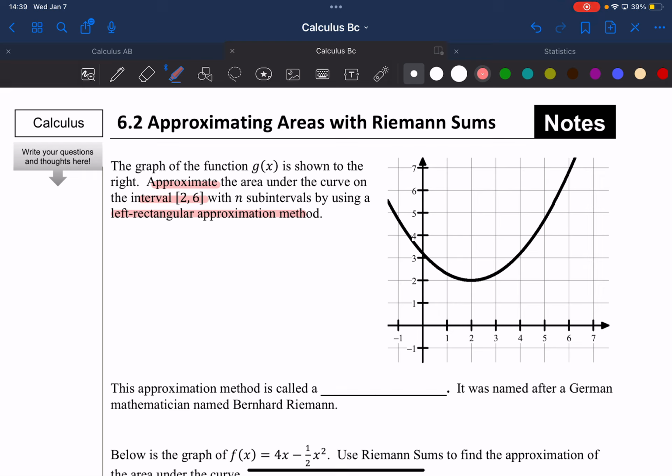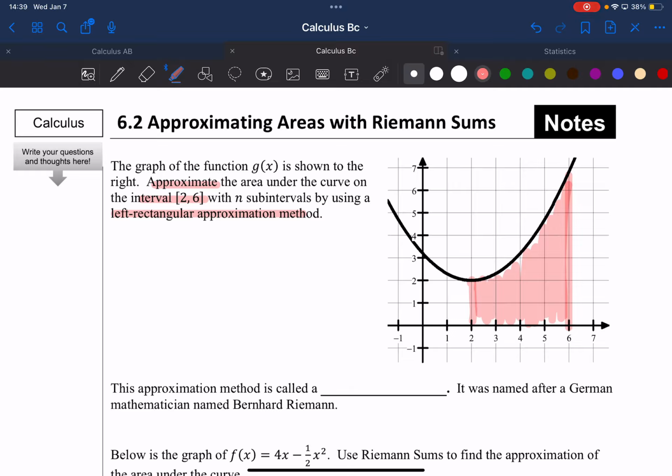So here I'm first going to highlight my interval from 2 to 6 to show that this is the area that I'm trying to find. And since it wants me to do a left rectangle, all that means is I'm going to be making sure that the left side of my rectangle is the side that touches the curve.